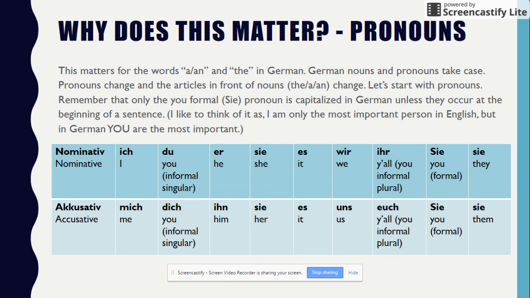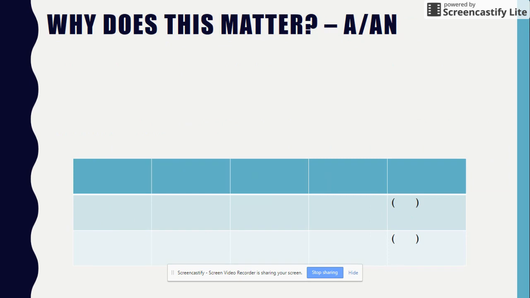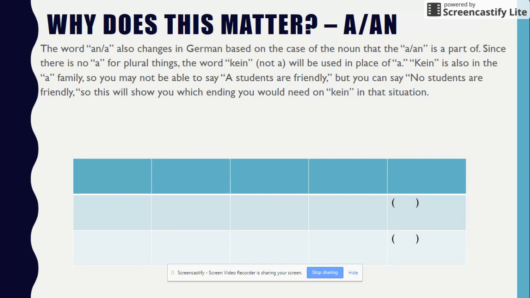If you look at sie, "she", you see that sie changes to "her" in English. Just something to note. So we're going to talk about why this matters for "a" and "an", and there will be some examples at the end. The word "a" or "an" also changes in German based on the case of the noun that the "a" or "an" is a part of.